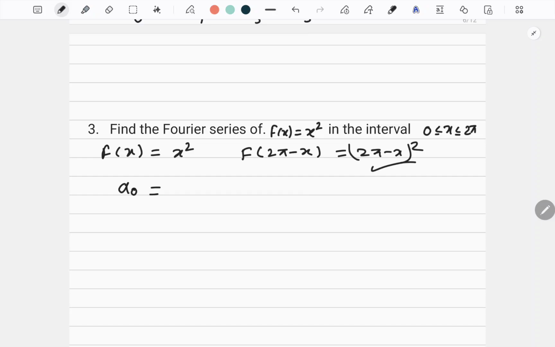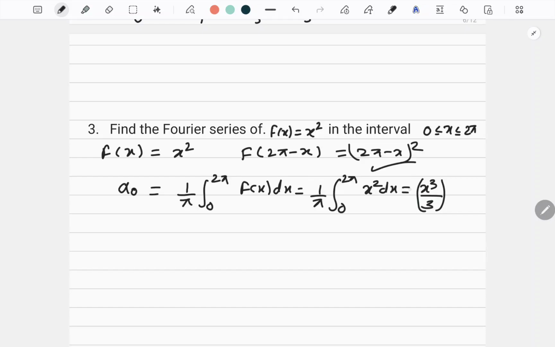So what is A0? A0 is 1 by pi integral 0 to 2 pi f of x dx. So 1 by pi integral 0 to 2 pi x square dx. So x cube by 3, 1 by pi, 0 to 2 pi. Correct? So A0 is equal to 1 by pi. So 8 pi cube by 3 minus 0. So 8 by 3 pi square. Okay. So this becomes my value of A naught.